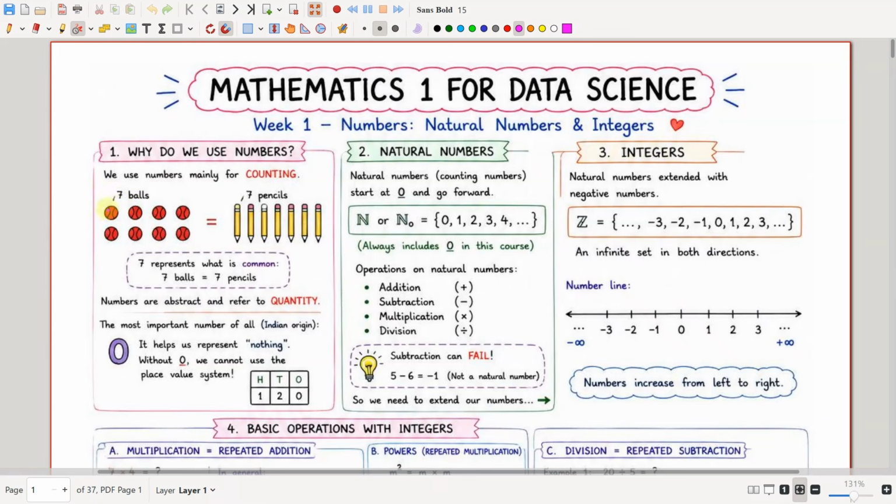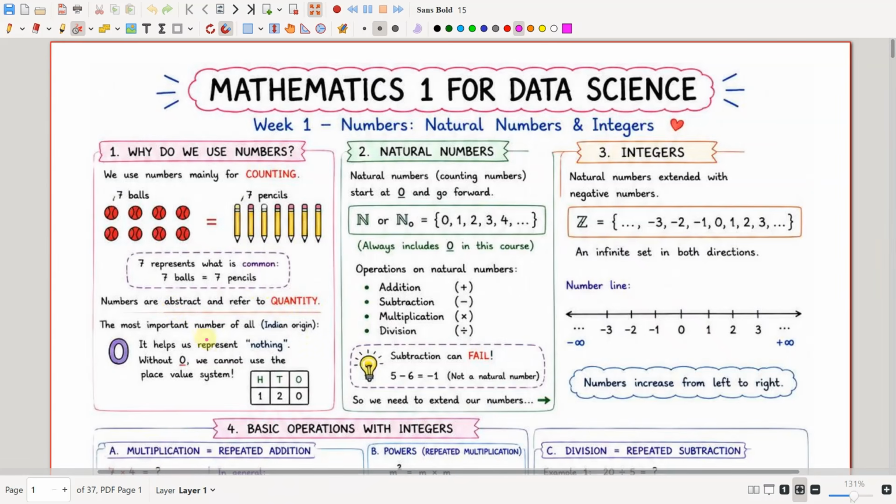See here, I'm having 1, 2, 3, 4, 5, 6, 7, 8 balls, right? And here also I'm having 7 pencils. So I'm going to count things to get the quantity of it. So 7 represents what is common. Numbers are abstract and they refer to the quantity of some things.